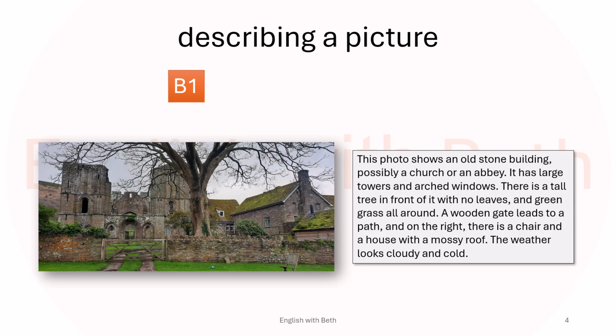And here we describe the same photo but at B1 level. So let's read that through. This photo shows an old stone building, possibly a church or an abbey. It has large towers and arched windows. There is a tall tree in front of it with no leaves and green grass all around. A wooden gate leads to a path, and on the right there is a chair and a house with a mossy roof. The weather looks cloudy and cold.